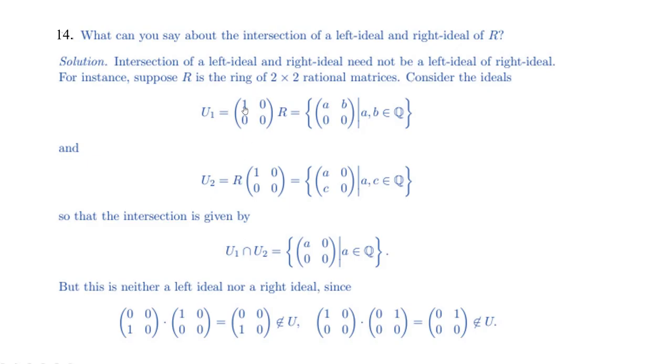This is a left ideal, this is a right ideal. This is a right ideal, this is a left ideal. The intersection is neither left nor right.